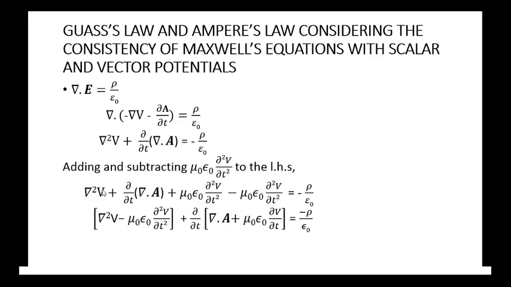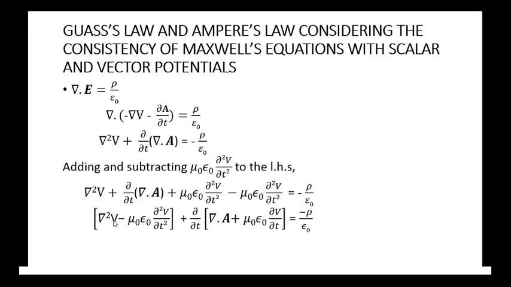Now we are rearranging this left hand side. We are taking the first term del square V as such. Now taking the last term as minus mu 0 epsilon 0 dou square V by dou T square. Plus, now we are having the second term and third term. Taking dou by dou T from the second and third term, dou by dou T of del dot A plus mu 0 epsilon 0 dou V by dou T is equal to minus rho by epsilon 0. So that is the expression of Gauss law in terms of electrodynamic potentials.